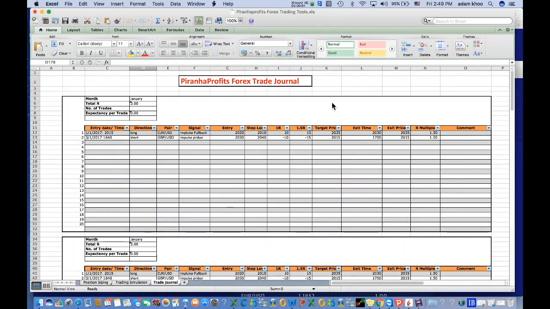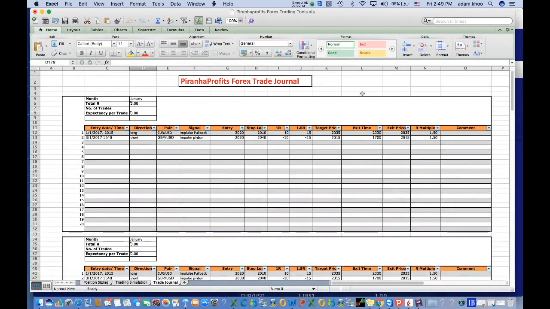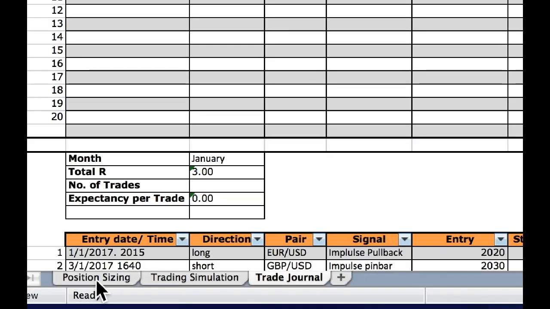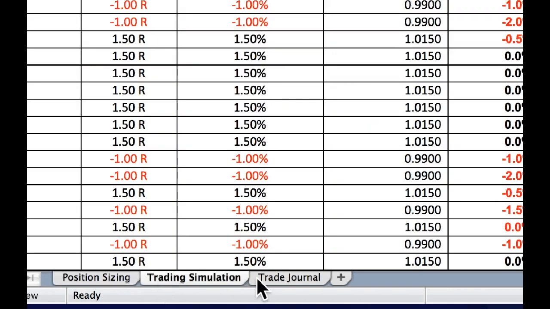Alright, so the next thing will be trading resources. As part of this package, you can download from the website the Piranha Profits Forex trading tools. So in this Excel workbook, you can see under tabs, there are 3 tabs: position sizing, trading simulation, and the trade journal.